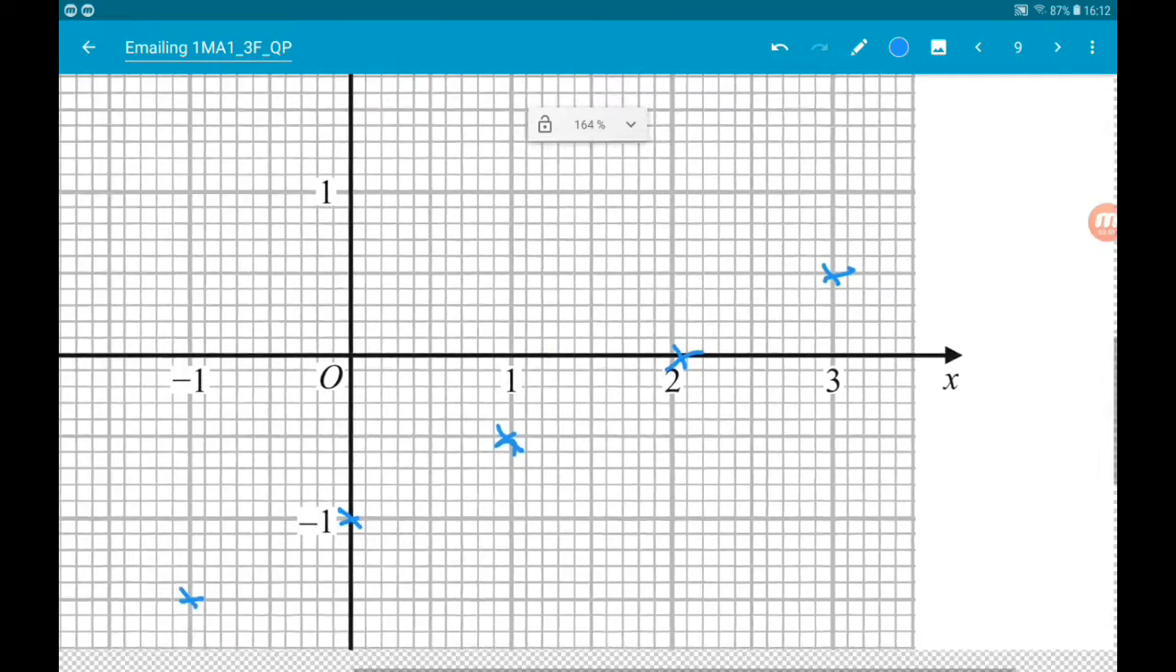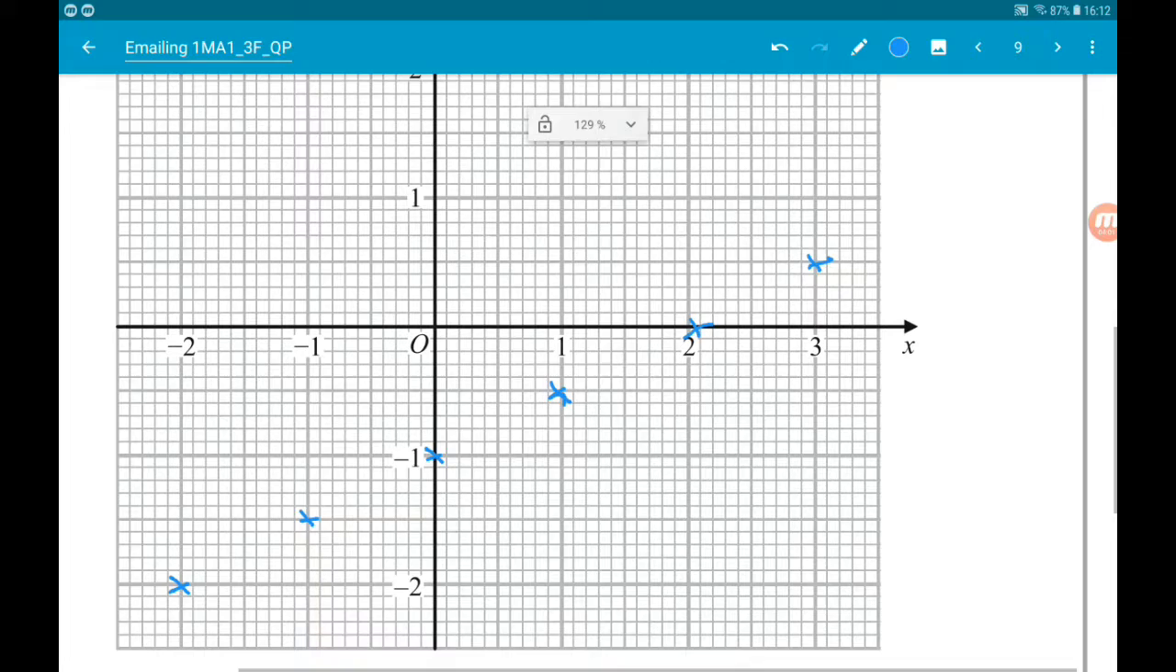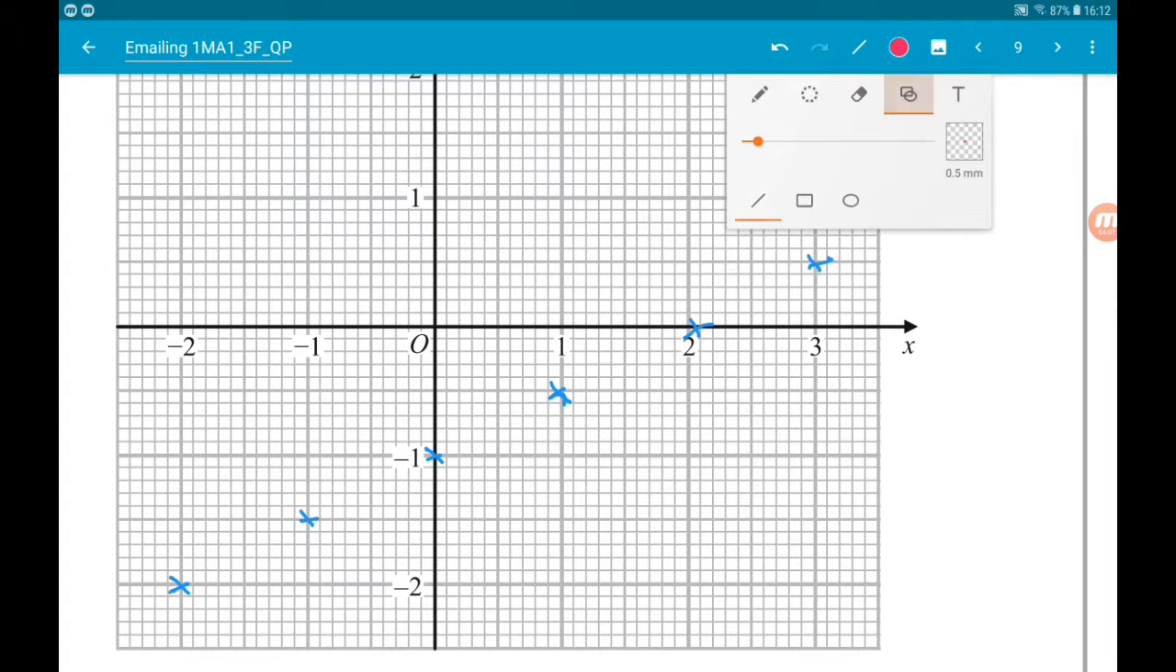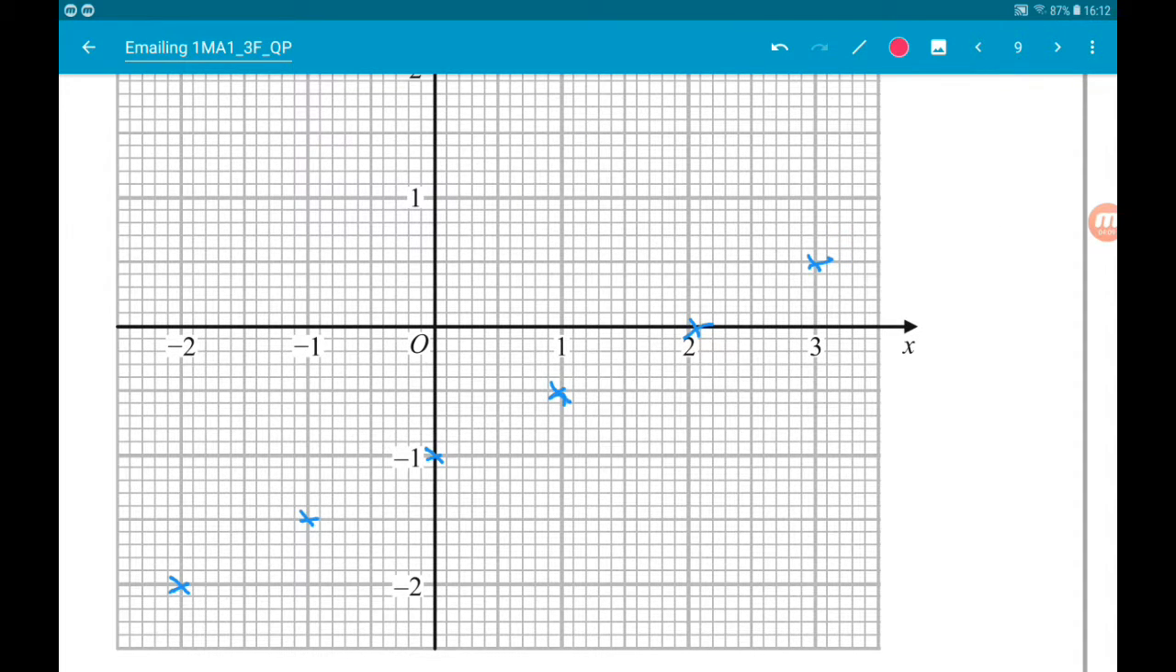Okay, and then you want to join those points using a ruler with a straight line. So this might not go very well, but we'll try. Cool. So your line should look like that.